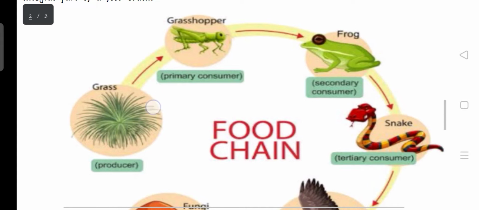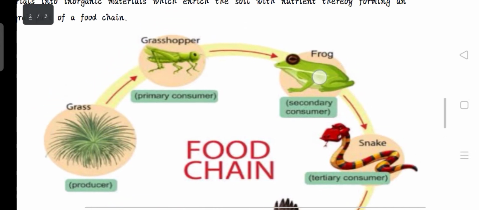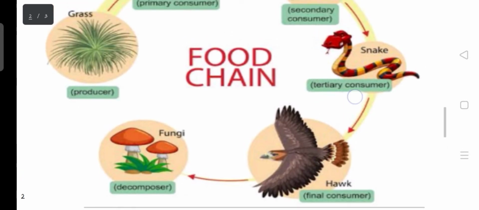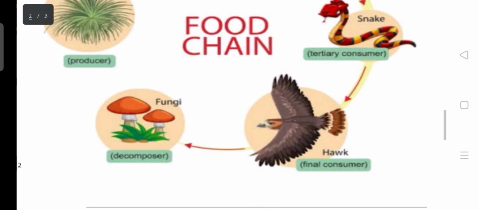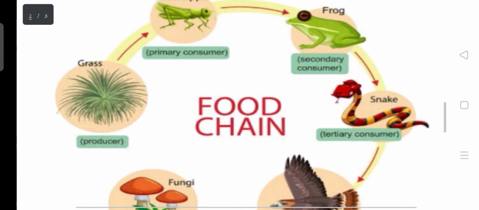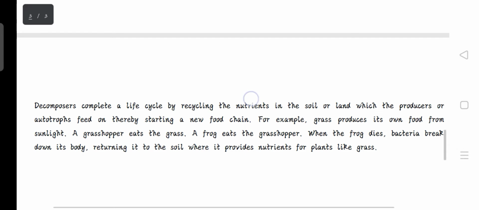Here you can see the flow of energy going from the grass. The grasshopper feeds on the grass, the frog feeds on the grasshopper, the snake feeds on the frog, and the hawk feeds on the carcass of this dead snake. And then when these organisms die, the fungi or the bacteria act on the dead organisms, converting them from organic material to inorganic material, which enriches the soil and adds nutrients to the soil, which helps in the growth of the grasses. So that is how the food recycles in a food chain or in an environment.